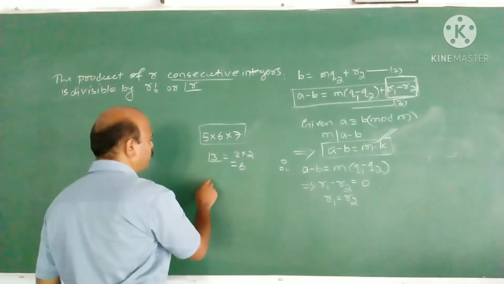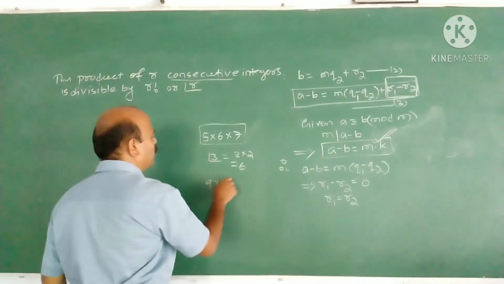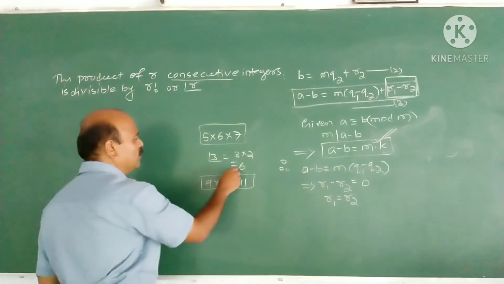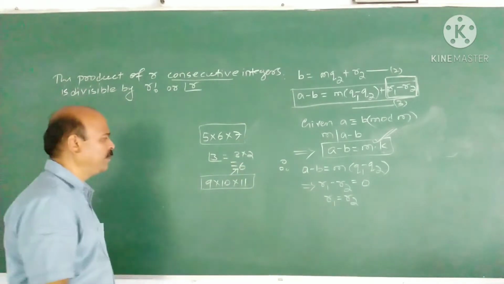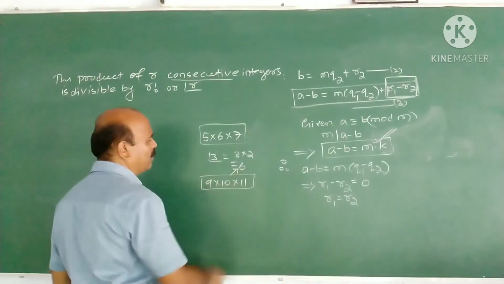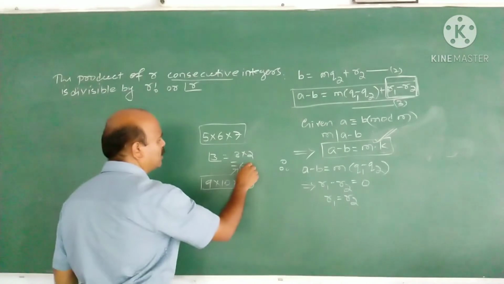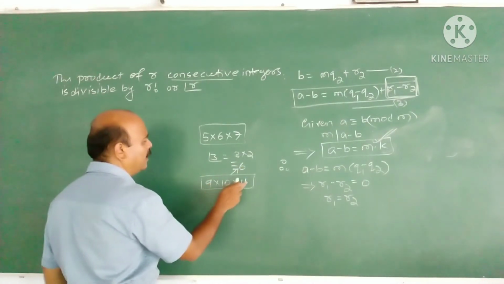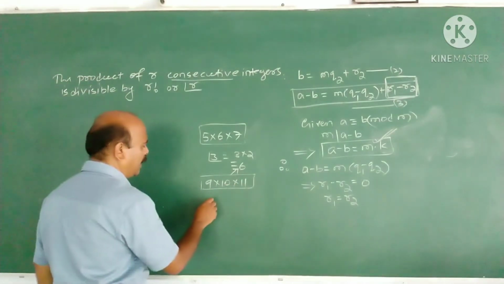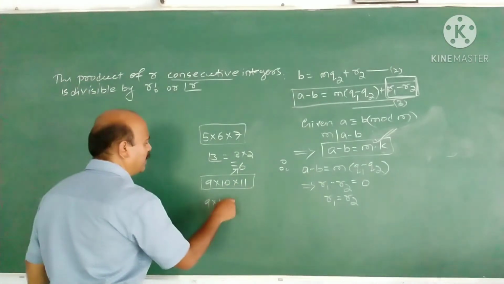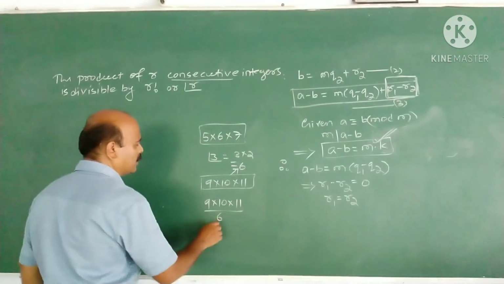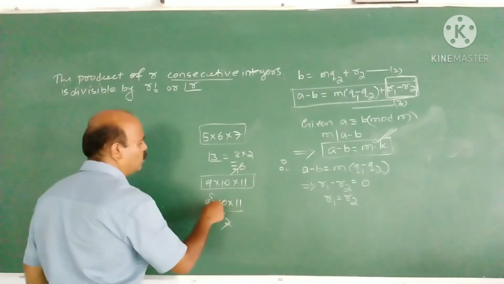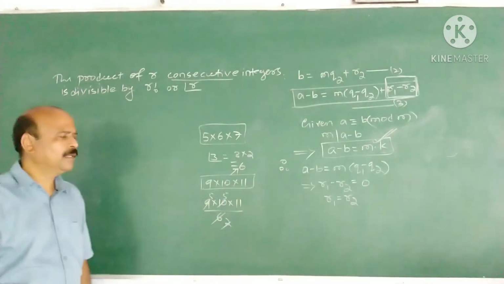I take 9 into 10 into 11. It is the product of 3 consecutive integers. It is also divisible by factorial 3. How is it divisible by factorial 3? Factorial 3 means 6. Is it divisible by 6? 9, 10, 11, I verify this. 9 into 10 into 11 divided by 6: 3 into 2, 3 into 5 and 2 into 5. Yes, it is divisible by 6.